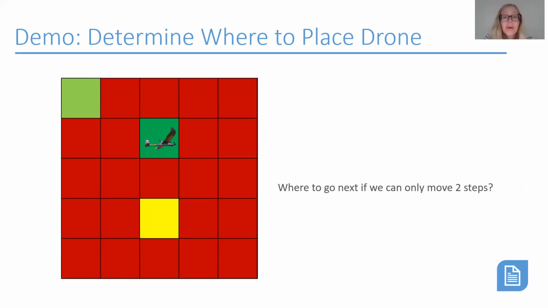Okay, cool. But where should we go next if we can only move 2 more steps? Let's say our battery is running out or something like that. Just to clarify, 2 steps would be moving 2 locations, no diagonals. So 1, 2 is another option. I'll give you another second to think about it.